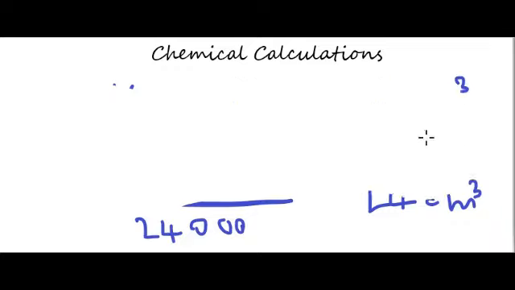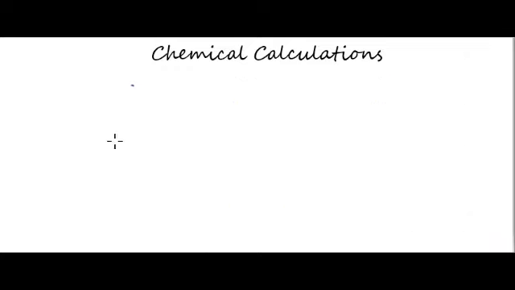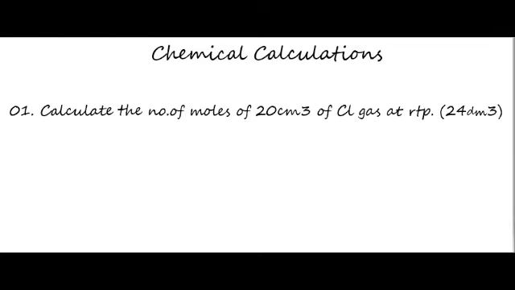Let's go into some of the questions we require in this section, and we'll understand further. Pause the video again and try these questions. Let's try this question. It should be Cl2 gas. Calculate the number of moles of 20 cubic centimeters of Cl2 gas at room temperature, and they have given 24 dm3. So they have given cm3, but we have to do it in dm3.